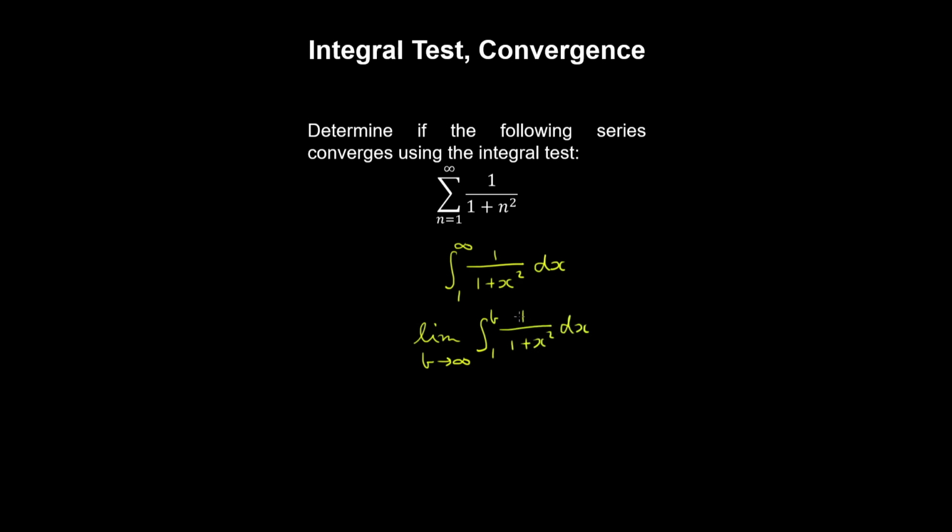And now we can evaluate this integral, which gives the arctan of x from 1 to b, and then take the limit. So what we get is the following limit of the arctan of b minus the arctan of 1.